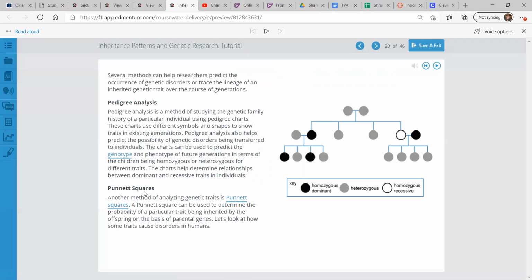Punnett squares. This is another method of analyzing genetic traits. And these squares can be used to determine the probability of a particular trait being inherited by the offspring on the basis of parental genes. So let's look at how some traits cause disorders in humans.